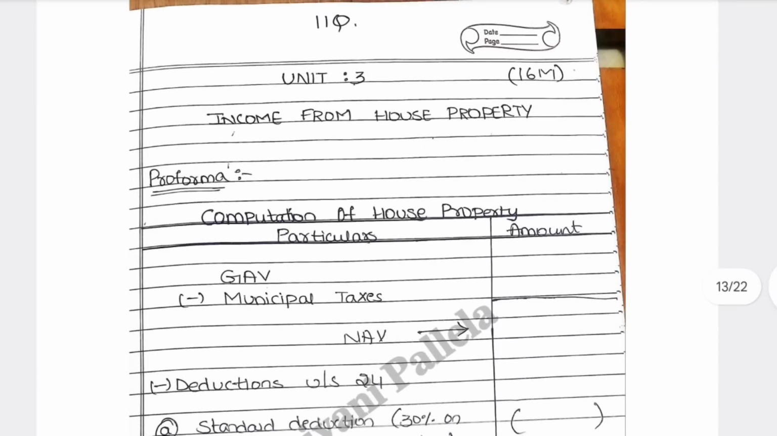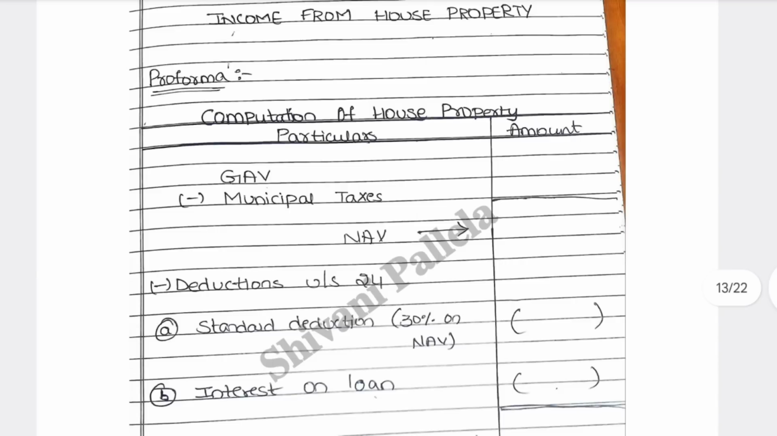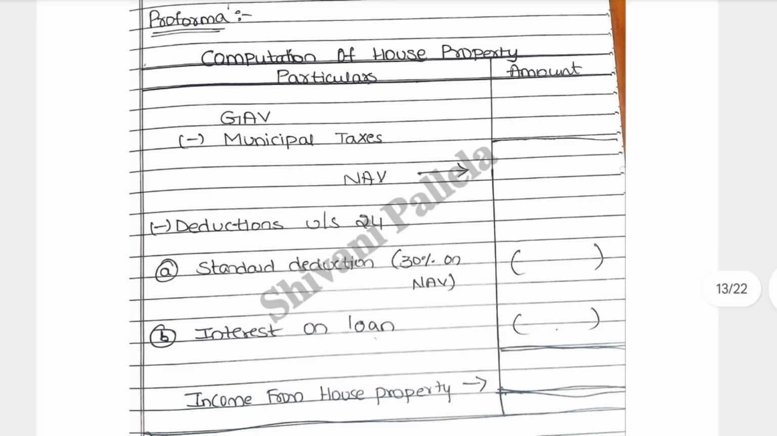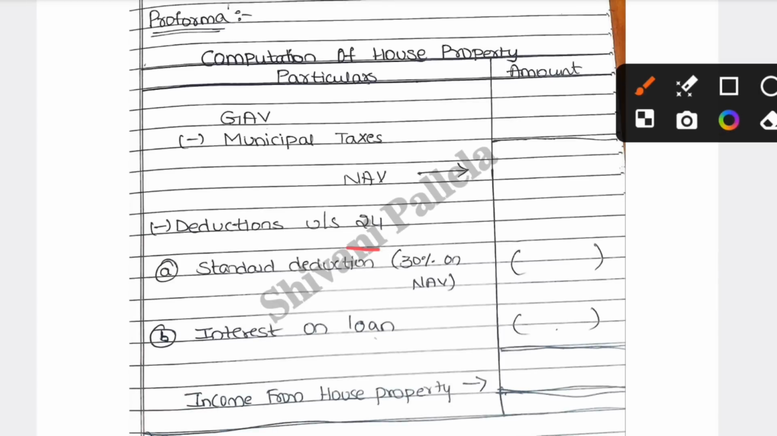From unit number 3, that is the 11th question, income from house property. The income from house property pro forma is GAV, gross annual value, minus municipal taxes. You will get net annual value. From net annual value, what are the deductions under section 24?